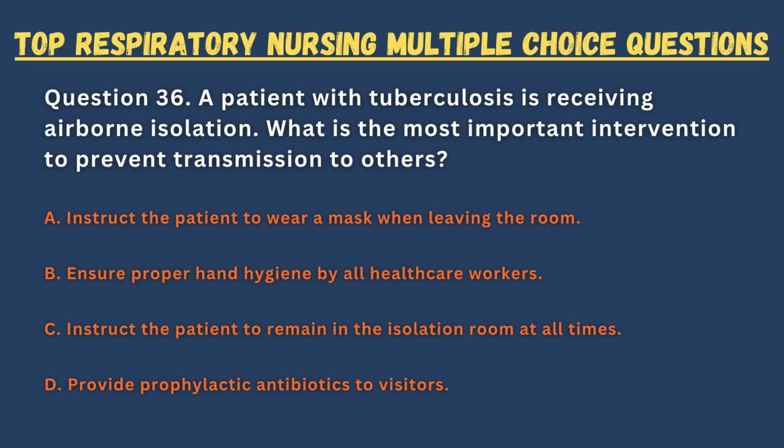Question 36. A patient with tuberculosis is receiving airborne isolation. What is the most important intervention to prevent transmission to others? A. Instruct the patient to wear a mask when leaving the room. B. Ensure proper hand hygiene by all healthcare workers. C. Instruct the patient to remain in the isolation room at all times. D. Provide prophylactic antibiotics to visitors.